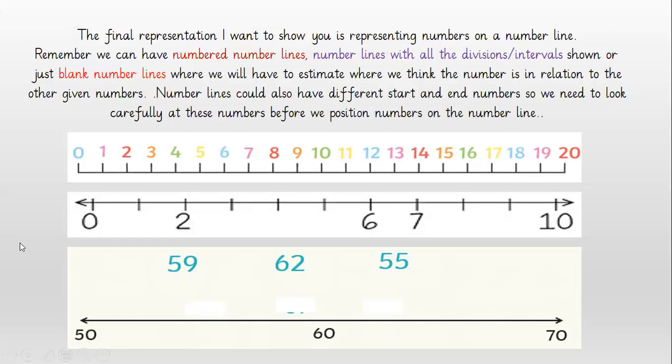For instance, if we look at the last number line here, it doesn't start from 0, it starts from 50 and it ends at 70. But then my first one on this slide starts at 0, ends at 20. The second one starts at 0 and ends at 10. So we need to look at all of these very, very carefully.